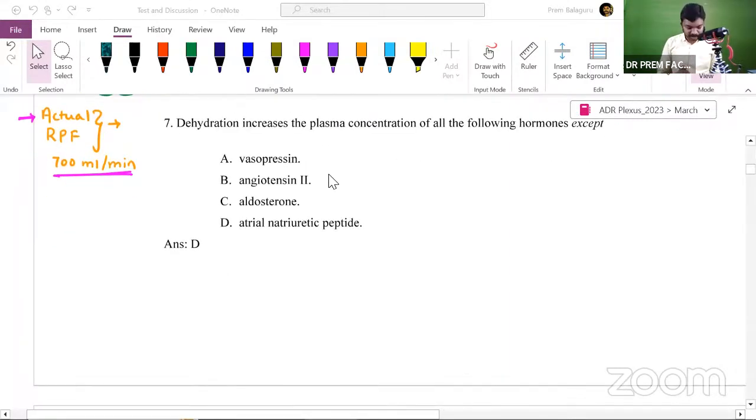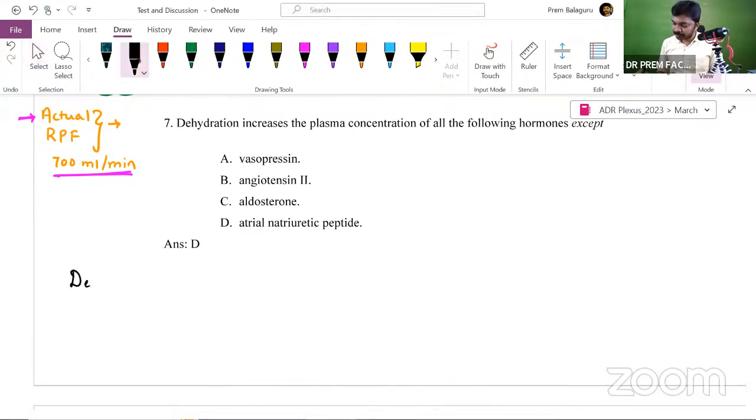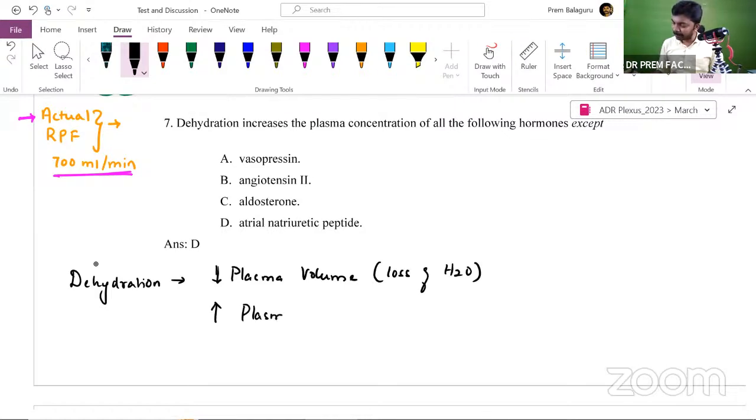Dehydration increases plasma concentration of all the hormones except. It's simple. When it comes to dehydration, the patient is going to have a decreased plasma volume. There is going to be reduction in plasma volume because there is going to be loss of water. At the same time, there is going to be increase in plasma osmolality. This decreased plasma volume and increased plasma osmolality trigger the thirst centers of the hypothalamus.